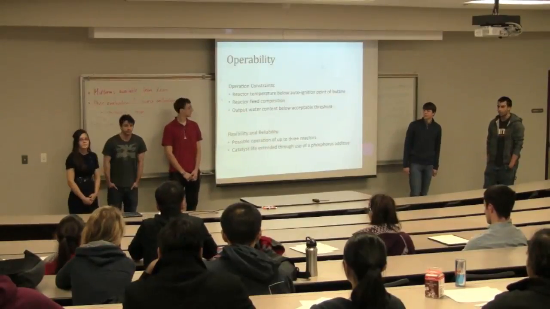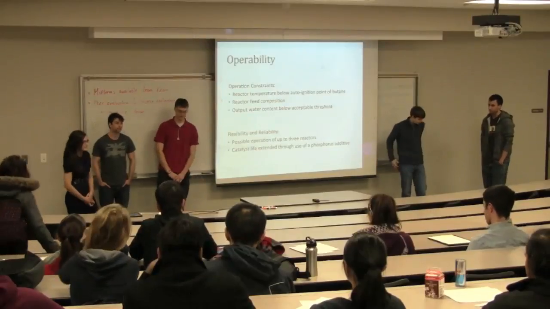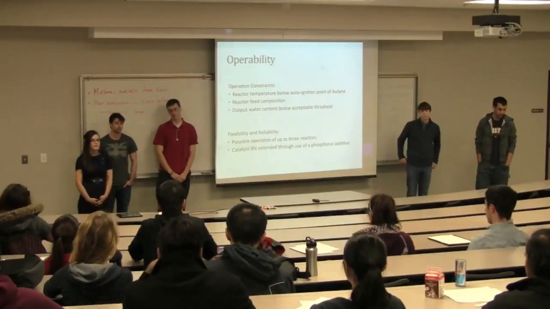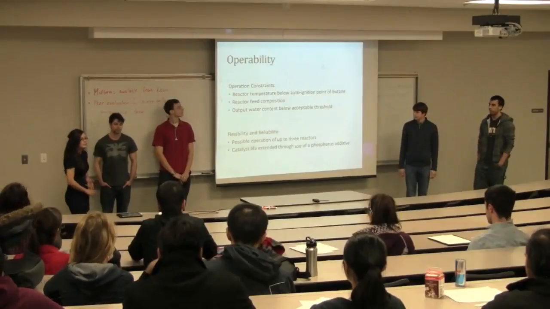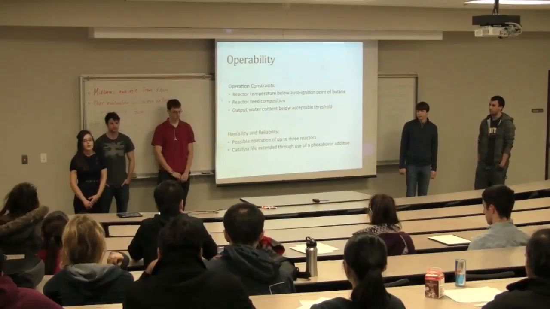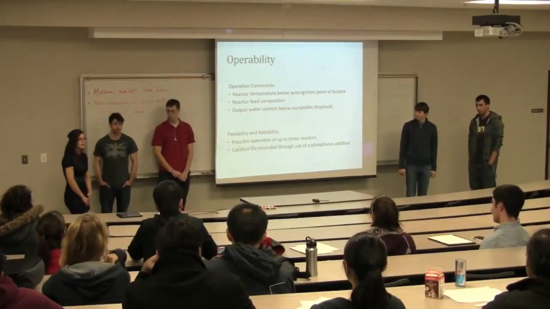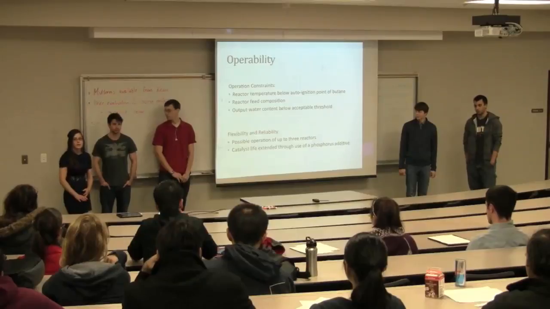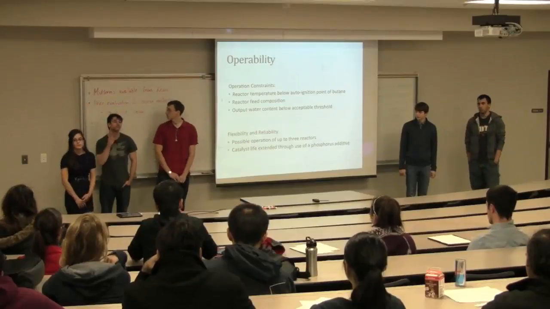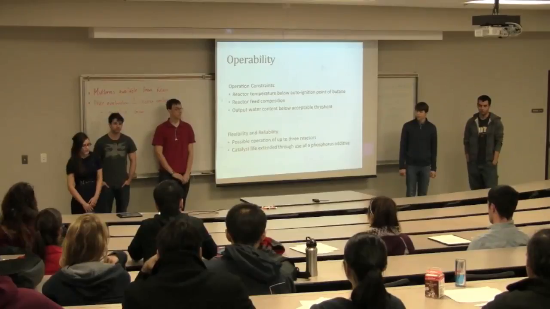Okay, so for our operability, we wanted to focus on some of the unique features that Bartek does, specifically at this plant. So for the operation constraints, there's very stringent control of the temperature on the reactor, and that's to make sure that it stays below the auto-ignition point of butane. When we actually went out to the plant, one of the reactors was decommissioned, so we got to take a look and we saw over 20 redundant temperature sensors. Just kind of shows how important that is in controlling.